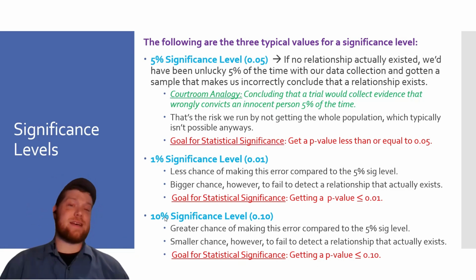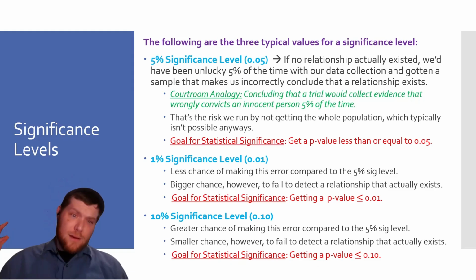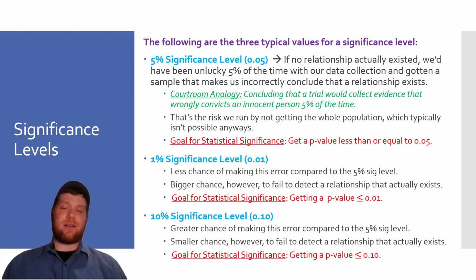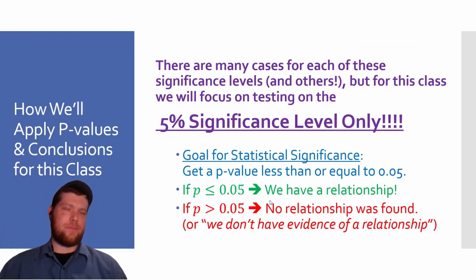The 10% significance level, 0.10, is kind of on the opposite end. There's a greater chance of making this error compared to a 5% significance level. We may accidentally send more guilty people to prison. But there is a smaller chance of failing to detect, or missing, a relationship that actually exists. The goal of statistical significance is getting a p-value less than 0.10.